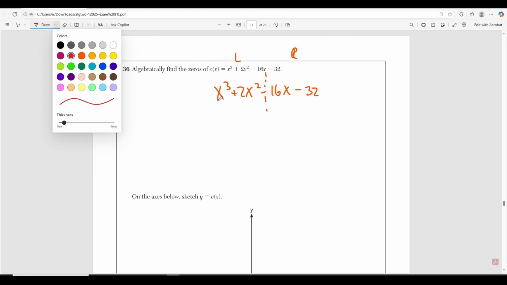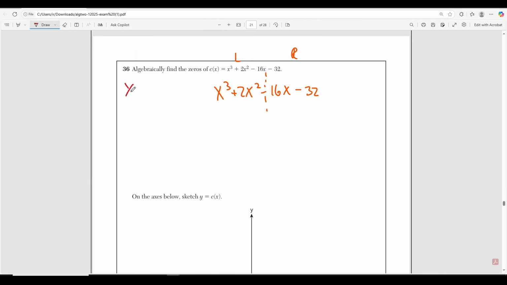So what can I factor out from x cubed and 2x squared? Well, if this confuses you, just write it out. x cubed is equal to x times x times x, and 2x squared is equal to 2 times x times x. So what do they have in common? Well, they have x times x in common, or x squared in common. So that's what I can take out. I can take out x squared, and I'm left with x plus 2, right? Because if I take these out, I'm left with x and 2, or x plus 2.